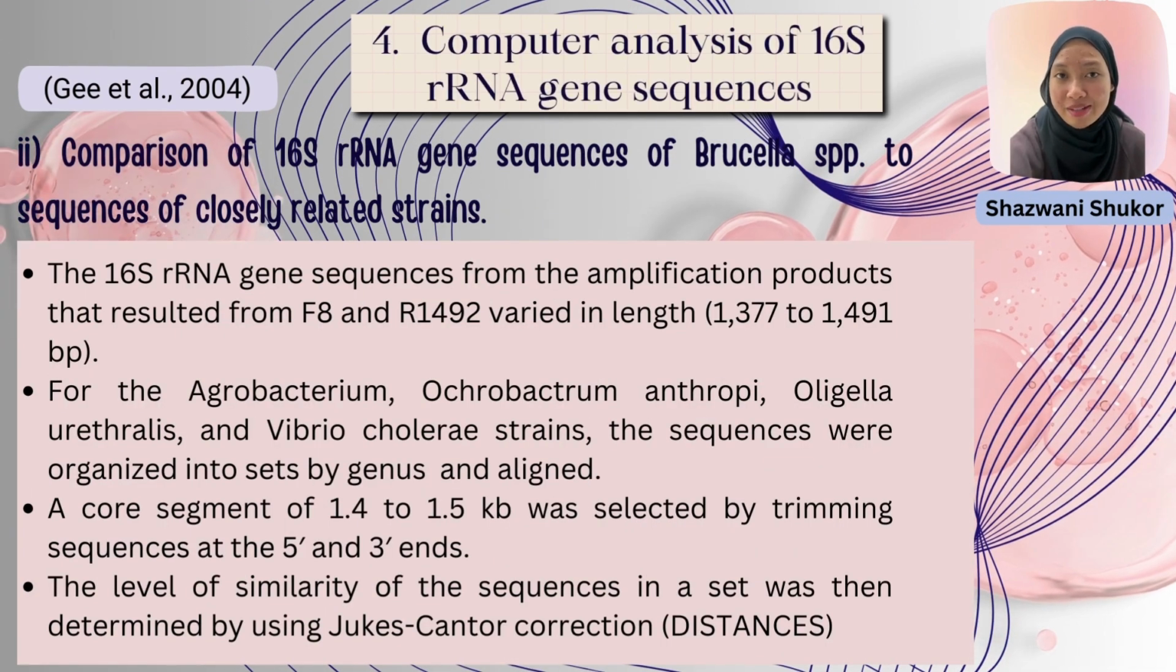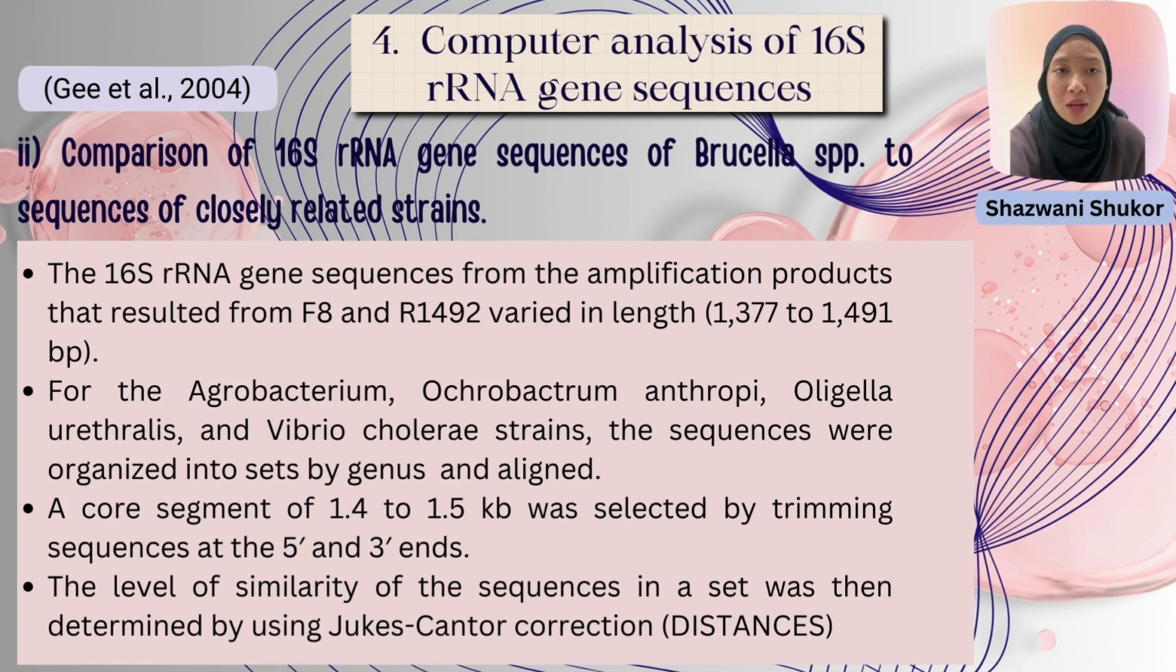The next step is comparison of 16S rRNA gene sequences of Brucella species to sequences of closely related strains. The universal bacterial primers F8 and R1492 were also used for the panel of related strains likely to present a differential diagnostic challenge. The 16S rRNA gene sequences from the amplification products vary in length. For other closely related strains, the sequences were organized into sets by genus and aligned.